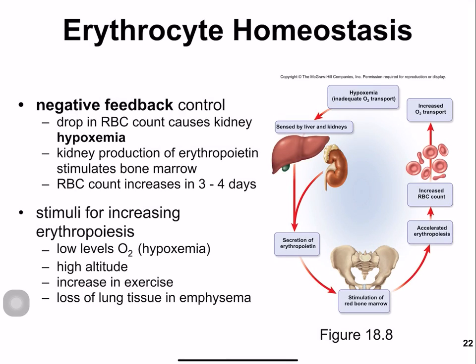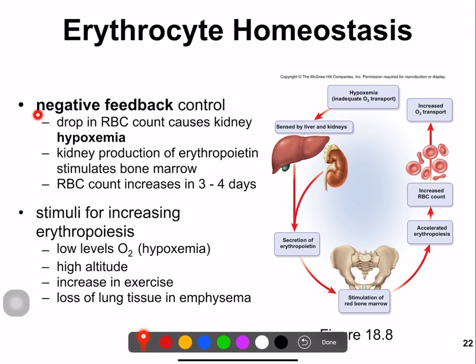In this video, we're going to look at some of the basics about erythrocyte homeostasis. As you can imagine, it's very important not to have too many and not to have too little red blood cells, that you just need to stay within those homeostatic norms or limits. And not surprisingly, what we're looking at is really a negative feedback control.